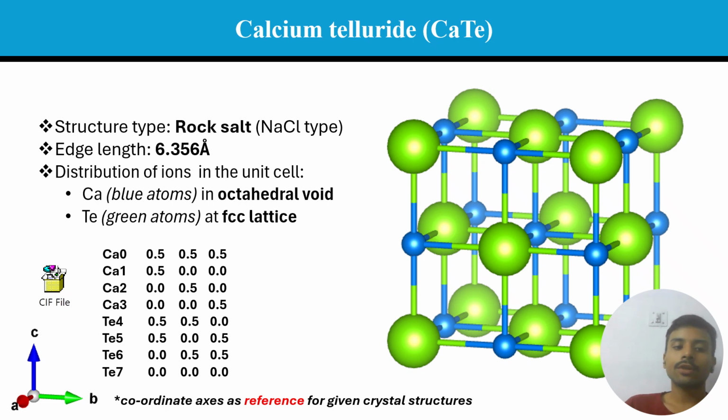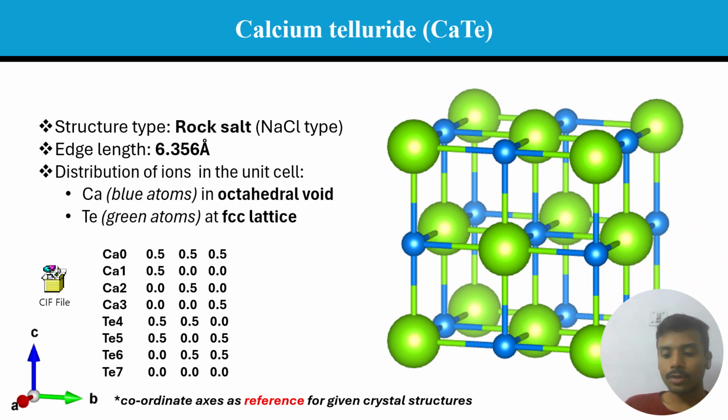The fractional coordinates of calcium are shown as 0, 0.5, 0, 0.5, 0, 0.5. That is the body center, which is nothing but an octahedral void. And also the edge centers, that is 0, 0.5, 0, 0, 0, 0.5, 0, 0, 0, 0.5. Tellurium exhibits FCC lattice, so its fractional coordinates will be 0, 0.5, 0.5, 0, 0.5, 0, 0.5, 0.5, 0, and also at the corner position, that is 0, 0, 0.